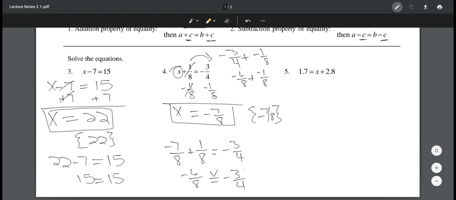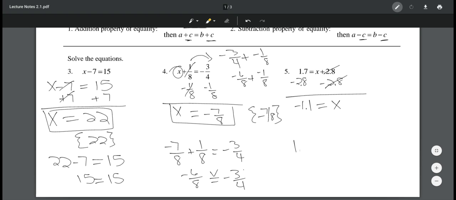Now, in number 5, it does have things a little bit backwards, but the point is you still have to make the left side and the right side equal. So I'm going to subtract 2.8. On the left side, I get negative 1.1, and the 2.8 and the negative 2.8 on the right cancel. So my answer, I believe, is negative 1.1.